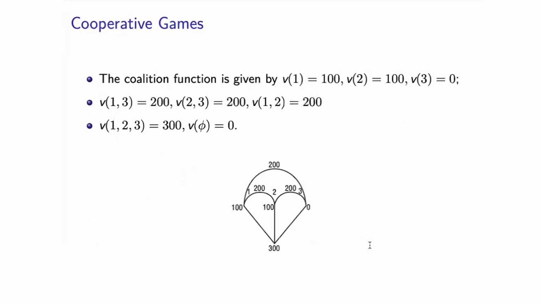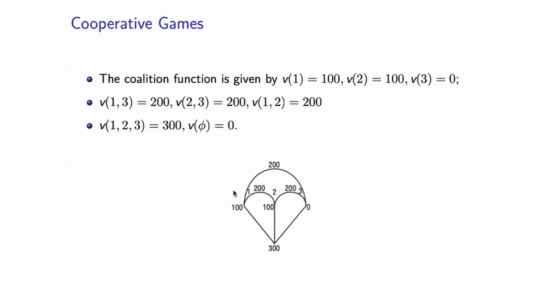Okay. So to summarize, we now have the full description of the coalition function, which again, remember, is mapping each subset of n to a numerical value. So V1, which happens when there is no trade and one is just left on his own, is equal to 100. V2 is again 100 and V3 is equal to 0. V13 is 200, V23 is 200, V12 is also 200. V123 is 300, and V of the empty set is 0 as usual, right?